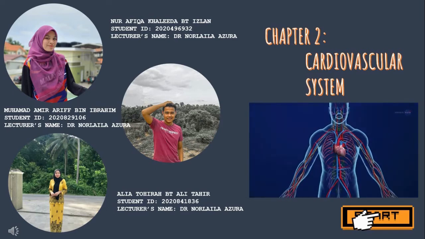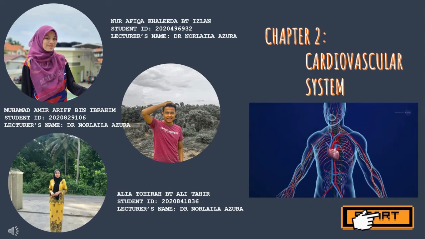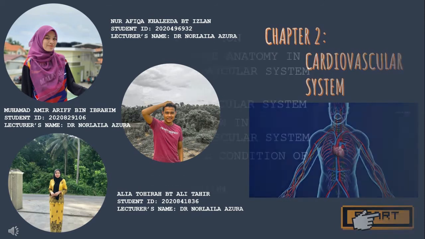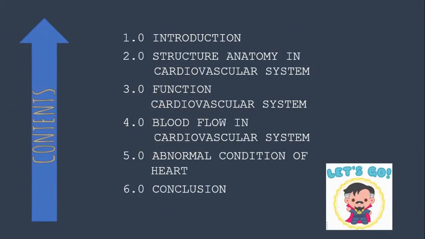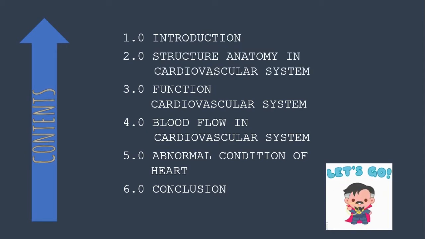Today, I would like to present about the cardiovascular system in chapter 2. So, this is what I will present today. First one is the introduction, the structure and anatomy in cardiovascular system, function of cardiovascular system, blood flow in cardiovascular system, abnormal condition of heart, and the last one is conclusion.